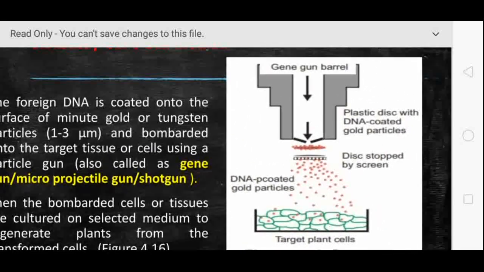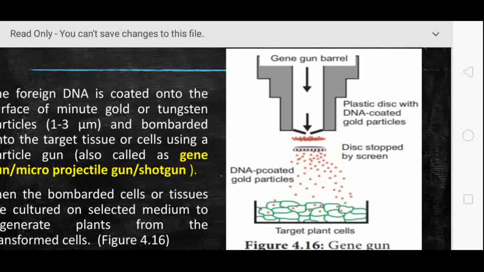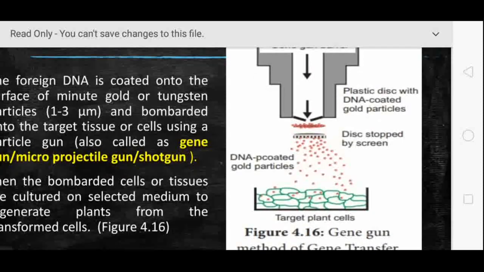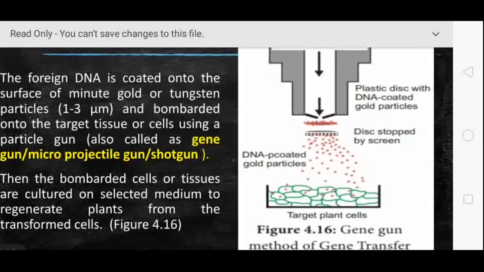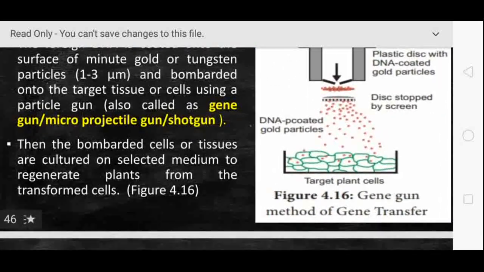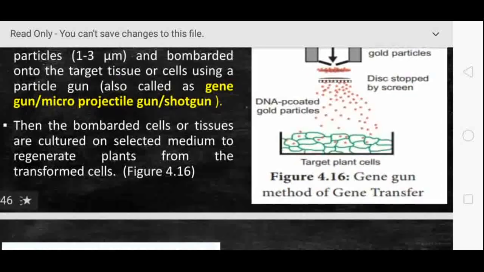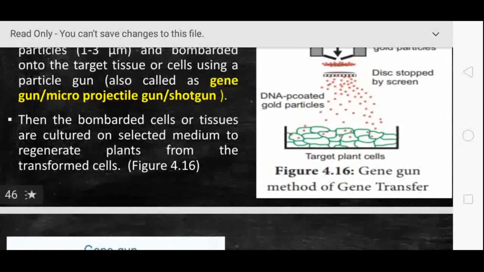Just observe the diagram. Our gene of interest, as bombardment material, is coated with either gold or tungsten filament, and after the coating it is delivered into the host cell by means of the gene gun method. It's like a shooting process. After coating with the materials, it is delivered to the target cells using the gene gun or microprojectile method. It is also called the shotgun method. As a result, the selected medium has the ability to regenerate plants from the transformed cells.